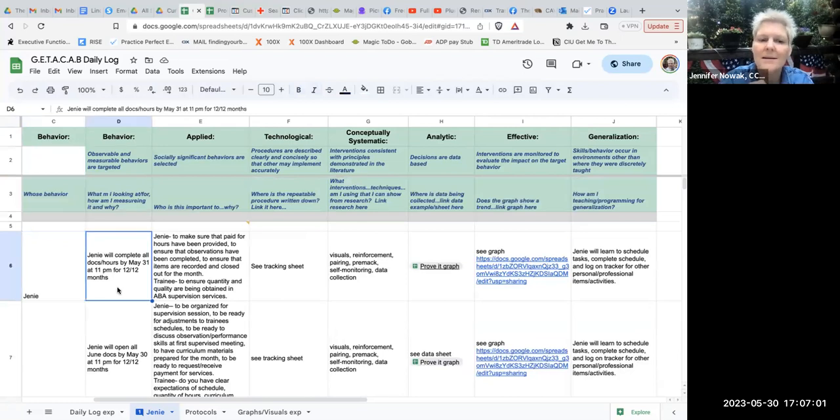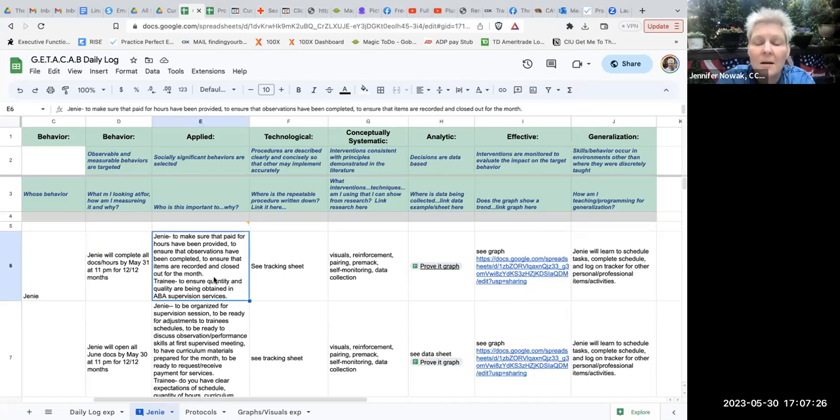And what we're going to look at is, can Jenny complete all of the documents and hours that need to be done by May 31st, or last day of the month at 11 p.m., for 12 consecutive months, right? So this is how I run my supervision business. This is how I track what's closing out for 1 month, what's getting ready to happen for the next month for supervision. So that's what I'm looking for.